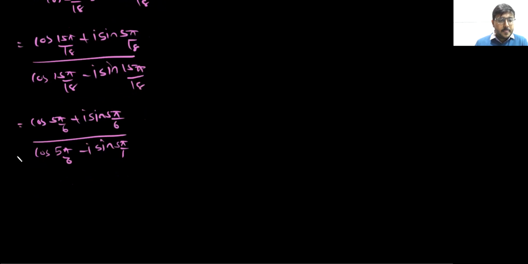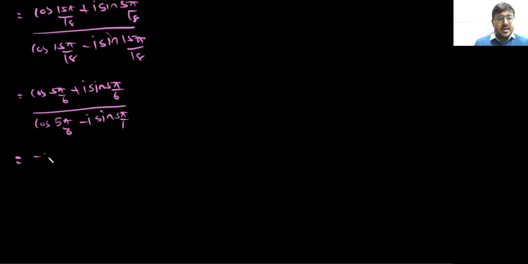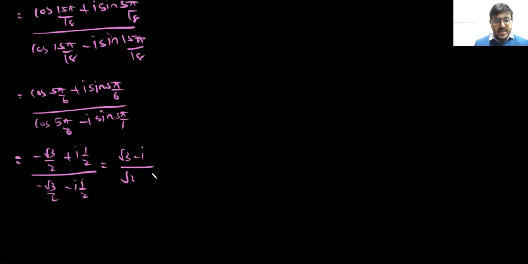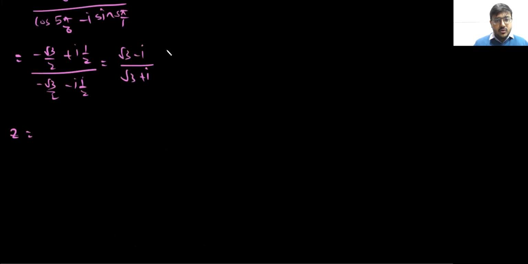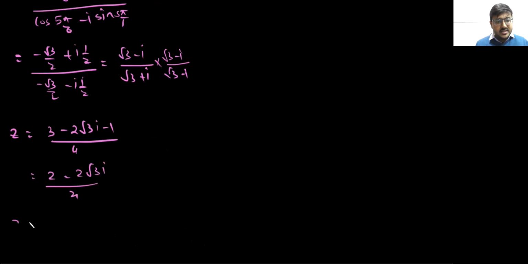Now we all know the answer of this, that cos 5 pi by 6 is minus root 3 by 2, plus i by 2, upon minus root 3 by 2 minus i by 2. So I can say that it will be root 3 minus i upon root 3 plus i. And just to cope up with the options, I will multiply with root 3 minus i in numerator as well as denominator. So I will get 3 minus 2 root 3 i minus 1, divided by 3 plus 1, that is 4. So 2 minus 2 root 3 i upon 4, and z will be half into 1 minus i root 3. Right? So this will be the answer, the simplest one.